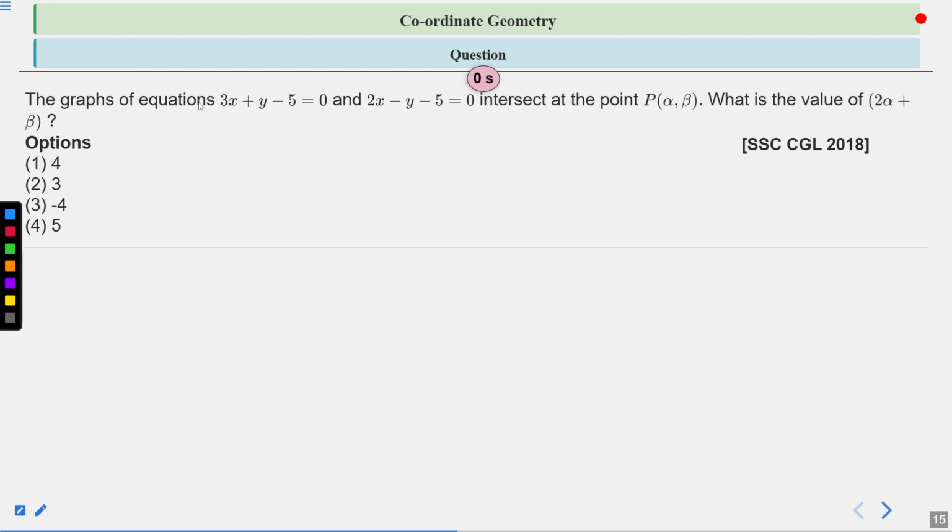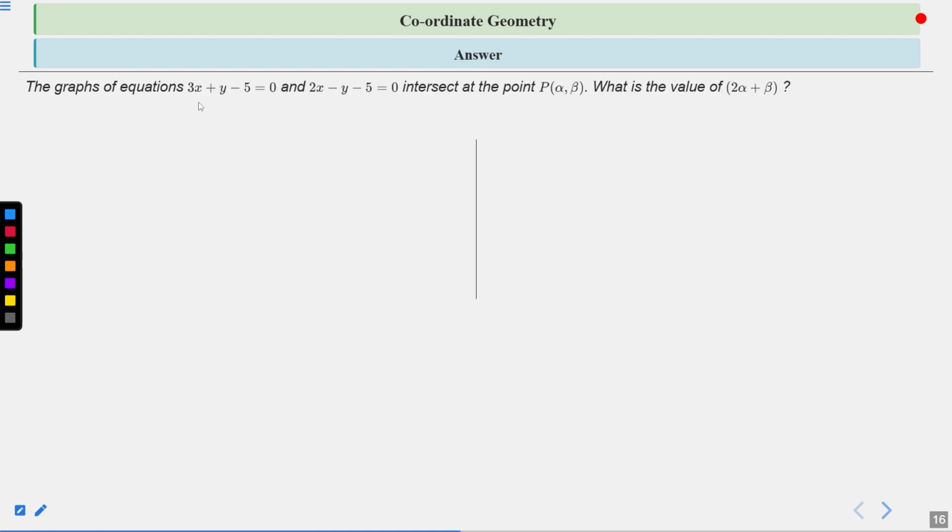Now time's up. Let's see the solution of this question. The graph of the equations is given. These two, 3x plus y minus 5 equals 0 and 2x minus y minus 5 equals 0, intersect at a point whose coordinates are alpha and beta. First we need to calculate these coordinates alpha and beta, then we can calculate the value of 2 alpha plus beta. So the correct answer of this question is the second one, which is 3.